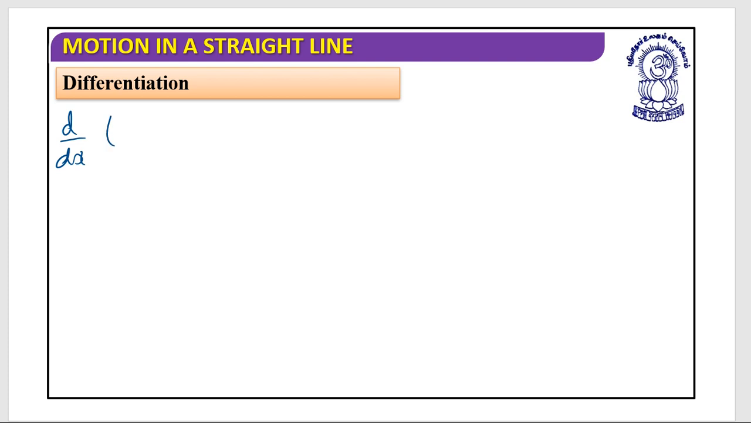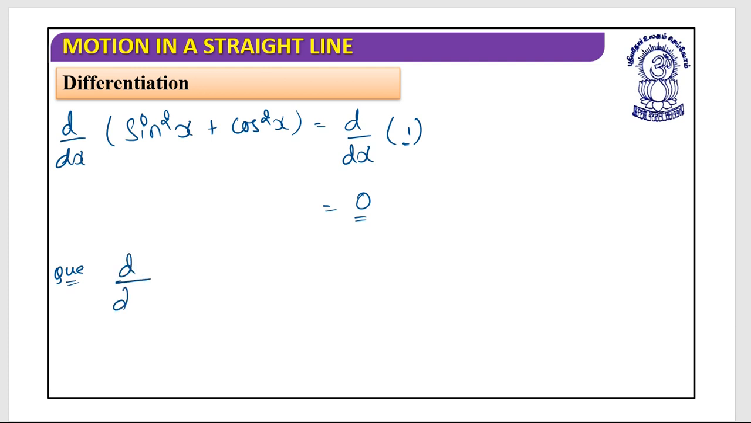Suppose they have given d by dx of sin square x plus cos square x. Now what could it be? Yes, this is d by dx of 1. Well, 1 is a constant, so this answer would be 0. Are you sure? You are comfortable with this? Yes? Okay. Let's do one more question of this category.